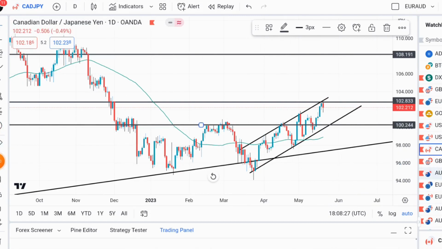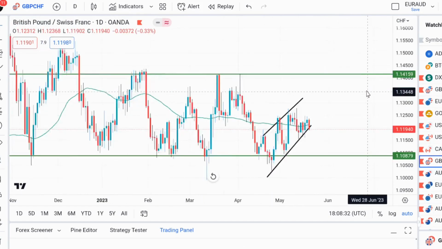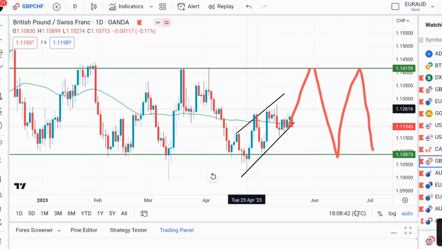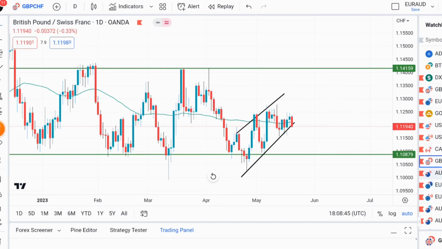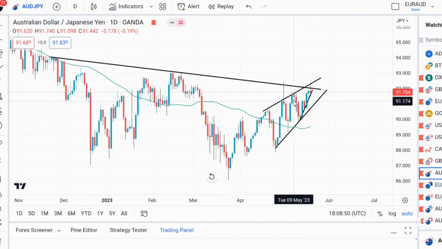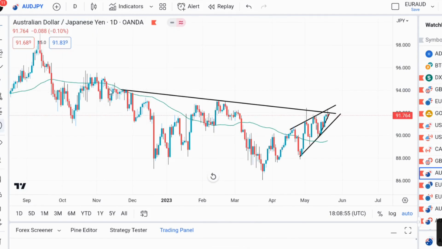So the next pair I want to check is GBP CHF. On GBP CHF, we might not have much to check because we are still in a range. Maybe if it goes to this resistance, it might come back to this support, then to this resistance. So it's moving in a range. So let's skip it and check the AUD Japanese yen. On AUD Japanese yen, you can see that we are at a resistance level right there, tallying with the trend line. So we might have a move to the downside this week.